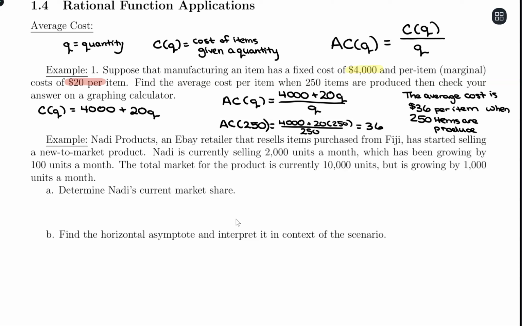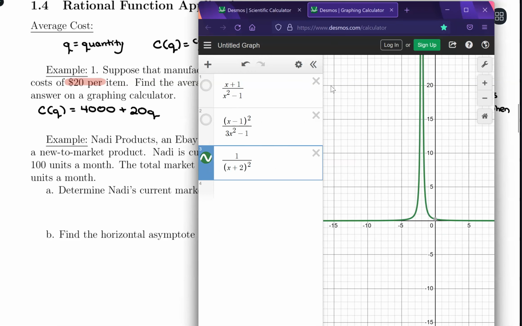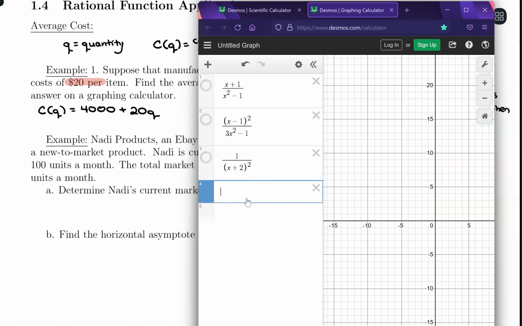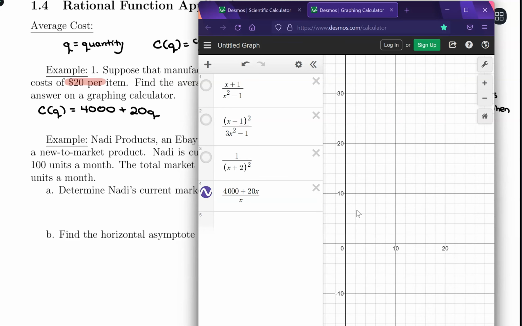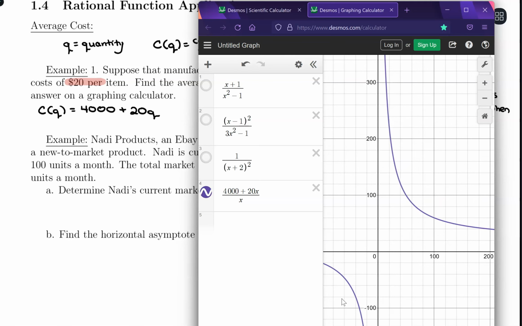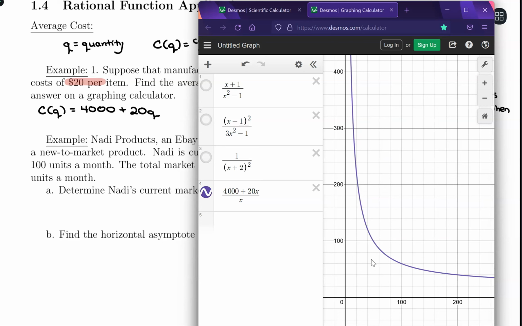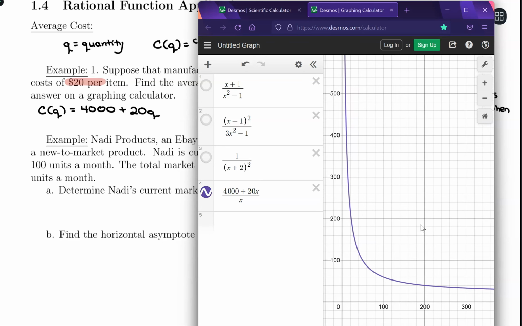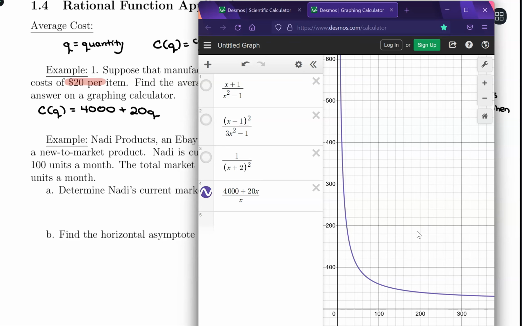So let's take a look at this with the graphing calculator. And what I'm going to do is graph the average cost function. So average cost was that 4,000 plus 20, and then we're going to use X in the calculator, and then over X. So let's see, I'm going to need to zoom way out here. And yes, there's something happening in the third quadrant, but since this is a word problem, we're just focusing up in the first quadrant here.